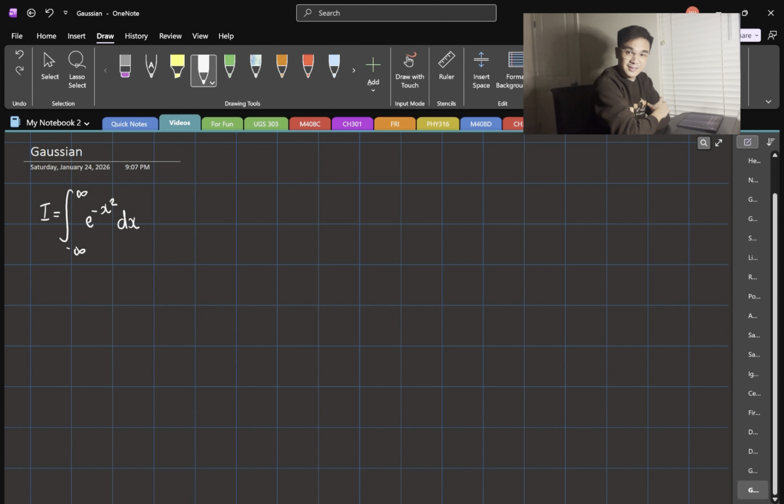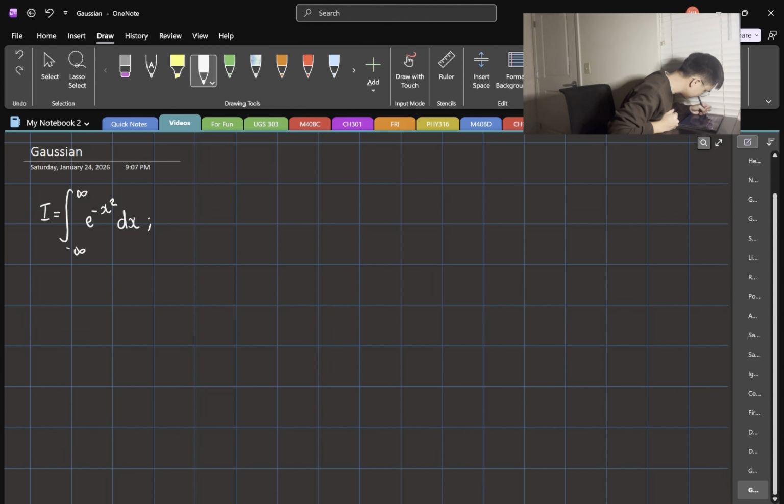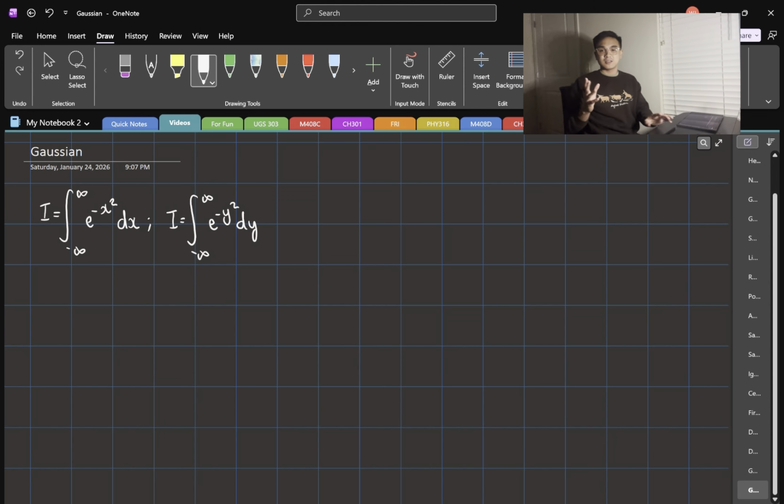So what I'm going to do is define a new integral, which is the same integral I. All I'm going to do is change the name of the dummy variable that I'm using. This thing will have the same value. It's the same integral, okay? Dummy variable, just like a summation index. So now I have two of the same integral here.